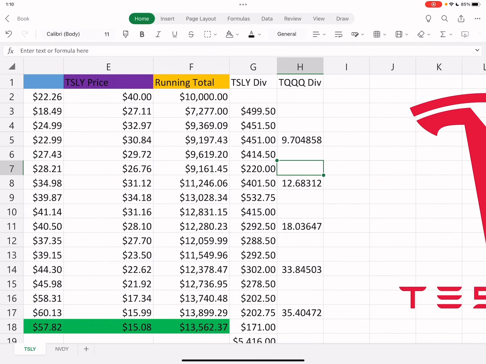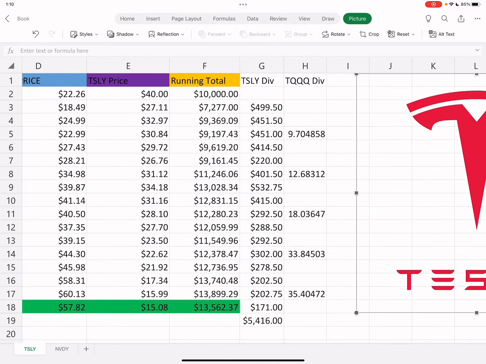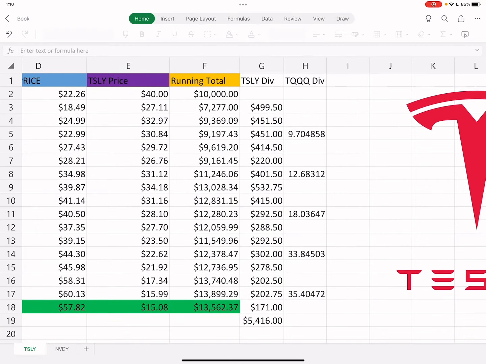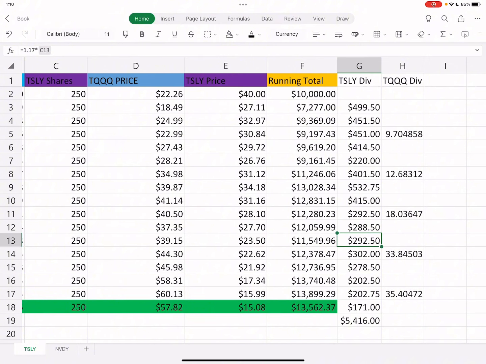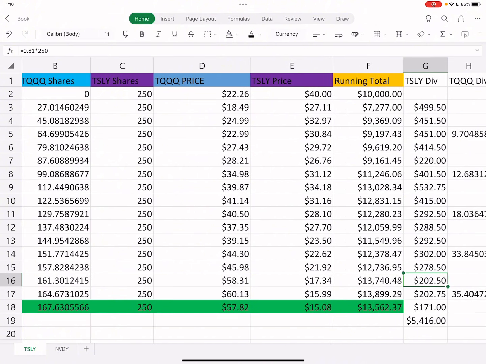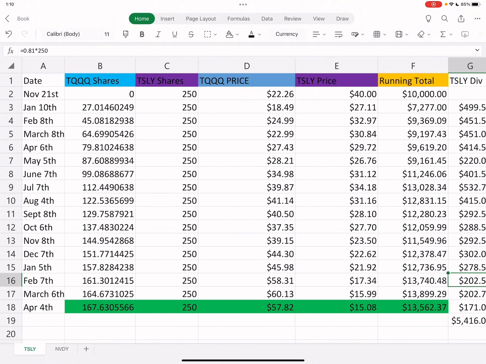For TSLY, as you can see, the dividend over time has been going down. So that is something to watch for if you are buying these for retirement. If the dividend is going down, you obviously don't want to be seeing that after 1 year. But anyways, TQQQ started off at 22 and they ended off at 57. TSLY started off at 40 and now they're at 15.